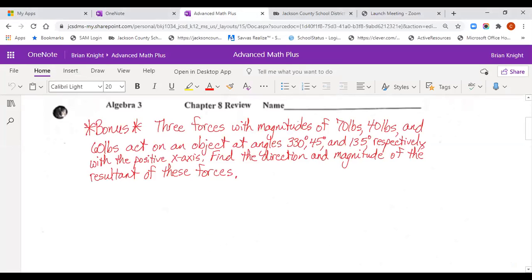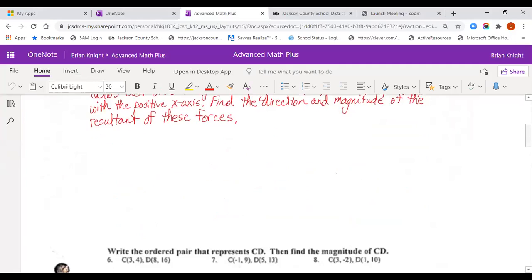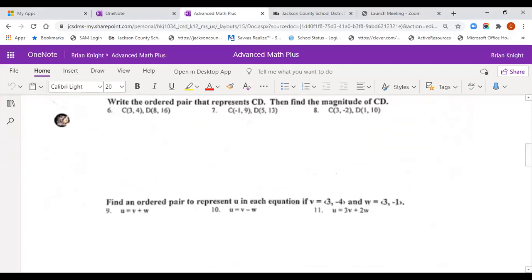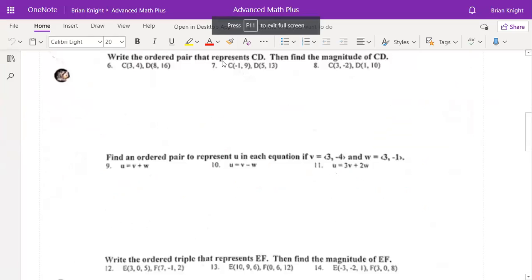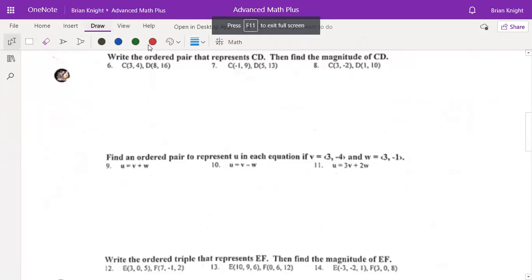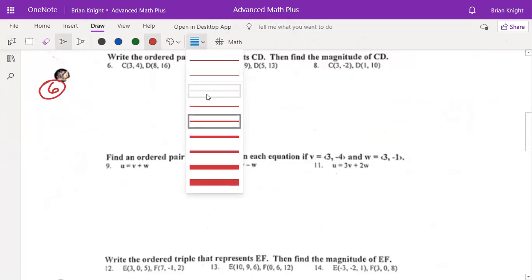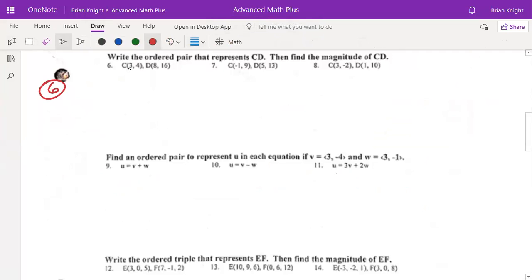So real quick, there's not very many. We'll start at number 6. And all we are doing is writing the ordered pair for the vector and stating what the magnitude is, okay? So for number 6, remember, order is important because vectors have what 2 things?